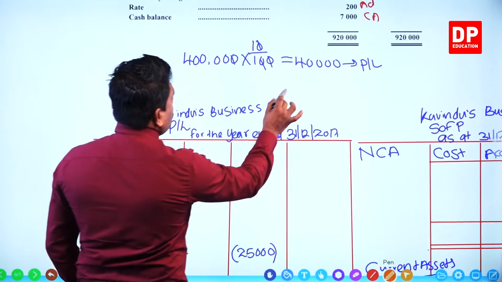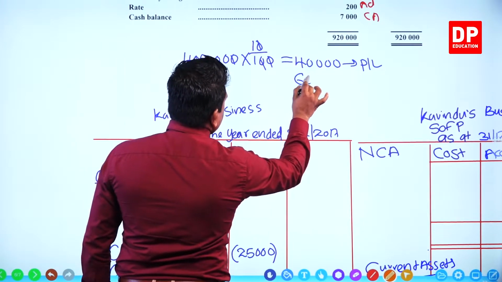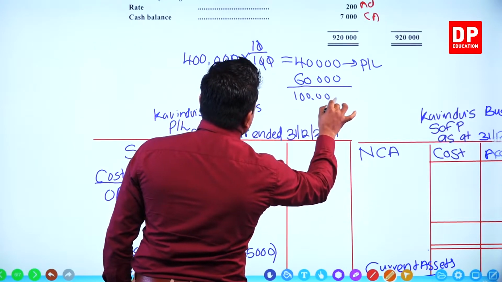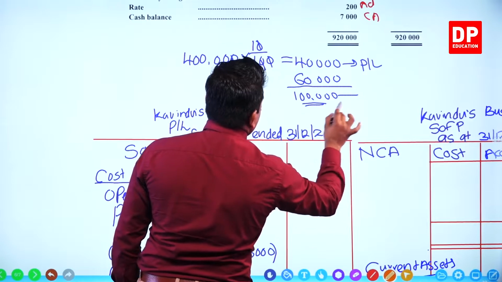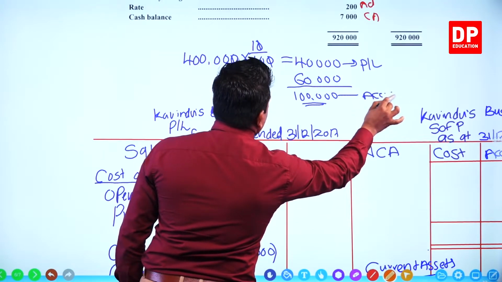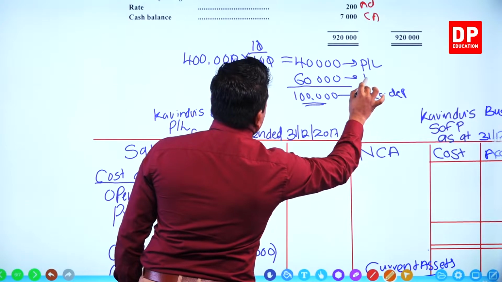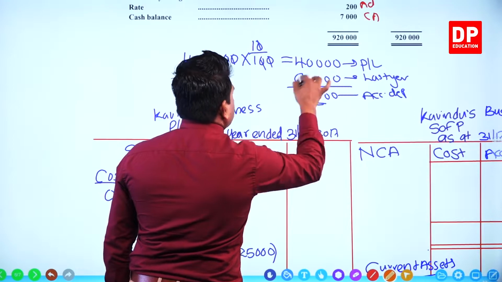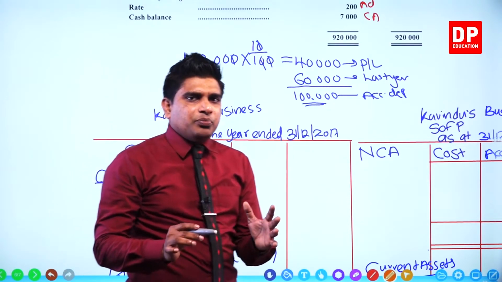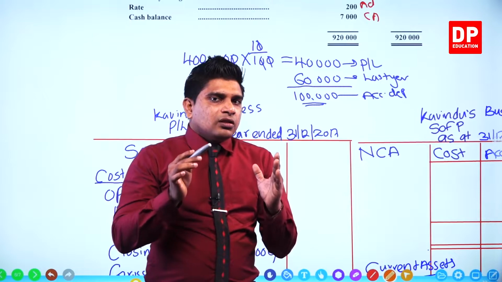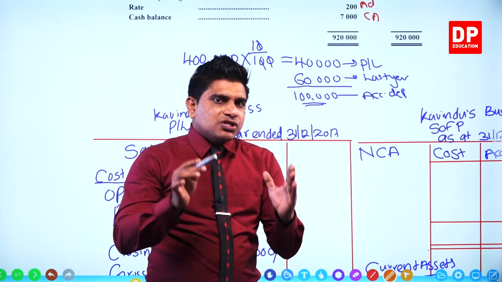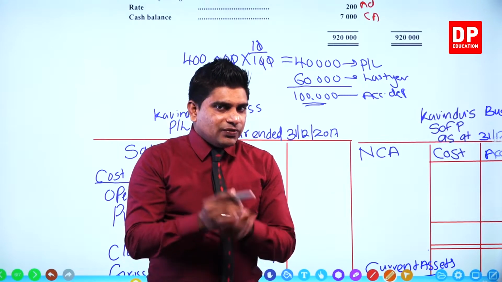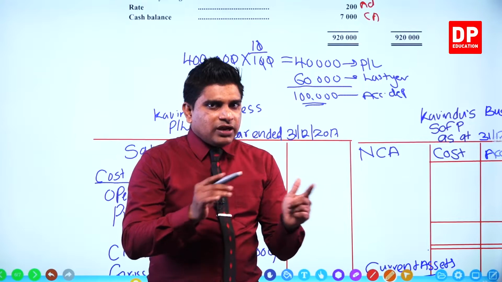But only for this year, how much? 40,000, then 60,000 last year, then how much? 100,000. Where do you write this one? This total accumulated depreciation goes to the accumulated depreciation column. This is last year, this year 40,000, the total depreciation is accumulated depreciation. It goes to the accumulated depreciation column under the non-current assets. I think you understood. If not, after this question, one by one I will explain.